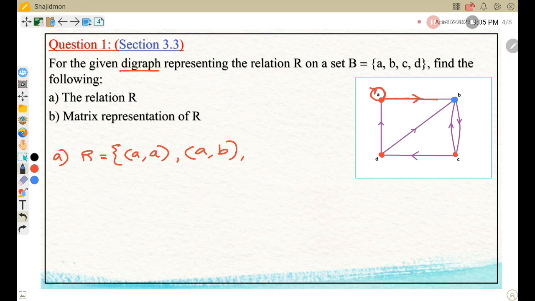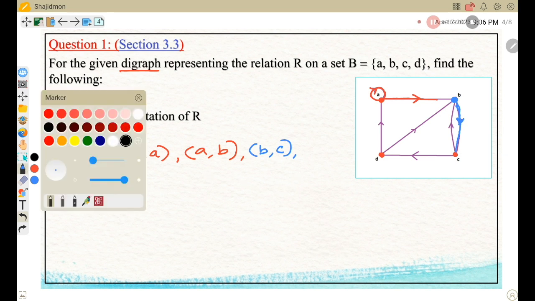At vertex B, what are the edges going out? We can see one edge here, correct? One edge going out from B to C. So I can write the ordered pair B comma C, only that one going out, not going in. Going in will be written at another vertex. So going out, only B to C. Now we will go to the C vertex next.